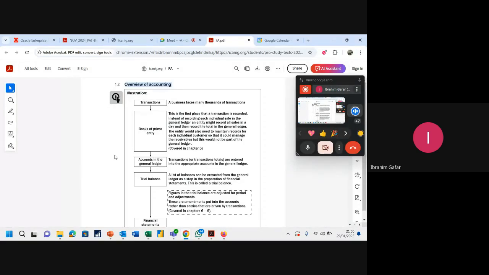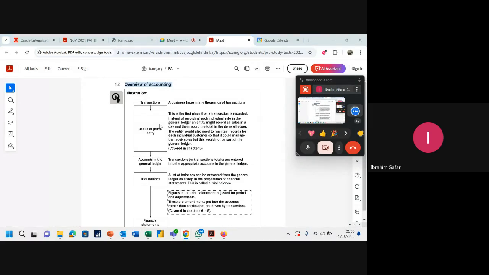Now, we're not looking at that, we're looking at the overview. A business faces many thousands of transactions, different transactions as I've said earlier. And the first thing that comes is recording the transaction in a book of prime entry. Although this is not so common again since the advent of accounting software, you record transactions in real time, unlike before. Of course, some businesses still do that, those that are still more manual.